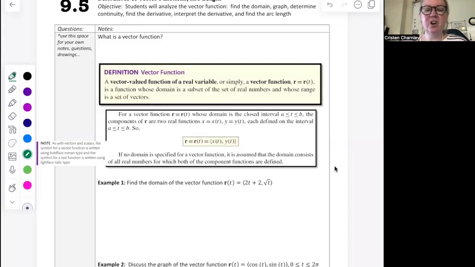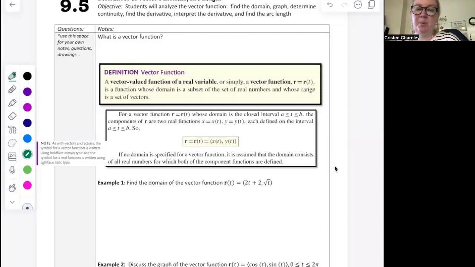So for a vector function, r equals r of t, whose domain is the closed interval where a is less than or equal to t, which is less than or equal to b, the components of r are two real functions. So you have your x function and your y function, each defined on the interval where t is defined. So r of t is broken down, and you'll notice we're using angled brackets instead of rounded brackets, x of t, y of t. If no domain is specified for the vector function, it is assumed that the domain consists of all real numbers for which the component functions are defined.